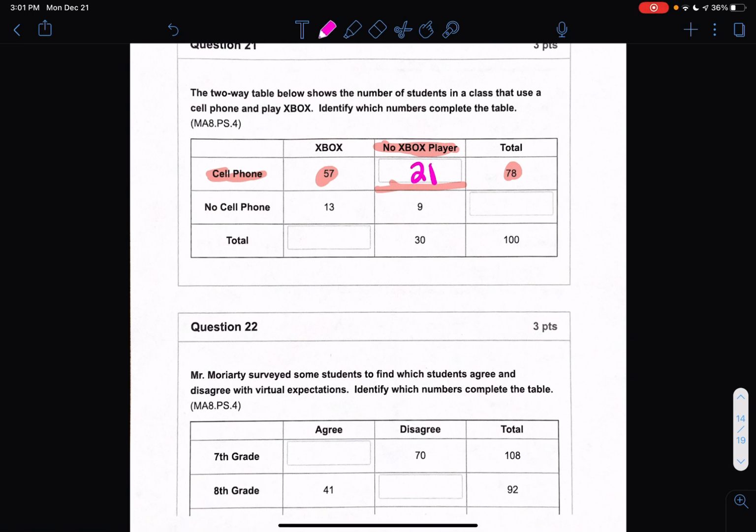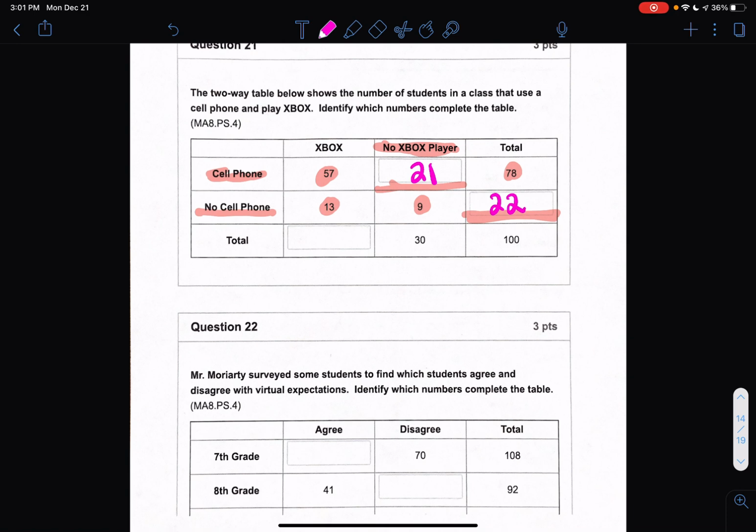Okay, now I have to do the same thing over here. That second box that I have empty is the total amount of how many people do not have a cell phone. So what I have to do is add the total amount of people that have no cell phones, which is 13 plus 9. Okay, so that is going to be 22.